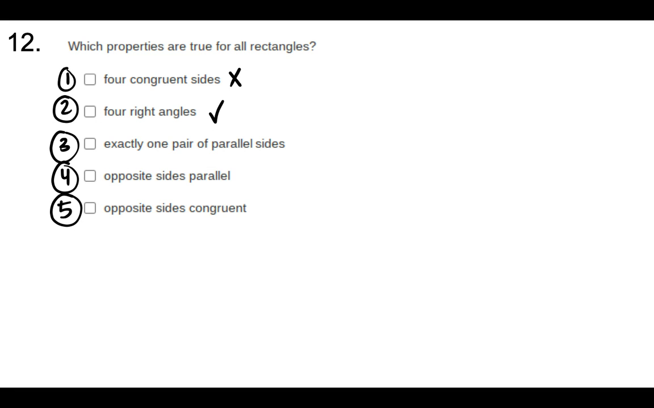Exactly 1 pair of parallel sides. That is not true because exactly 1 pair of parallel sides is a trapezoid and a rectangle is not a trapezoid. Opposite sides are parallel. That is true because it is a parallelogram. And opposite sides are congruent. That is also true because that is a feature of a parallelogram. So your answer should be 2, 4, and 5. Okay, and I just used that flow chart to help me with this.